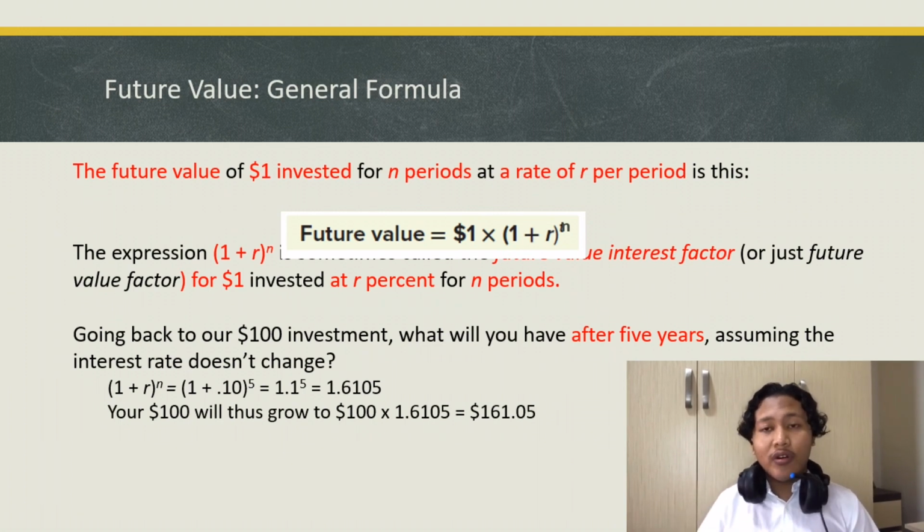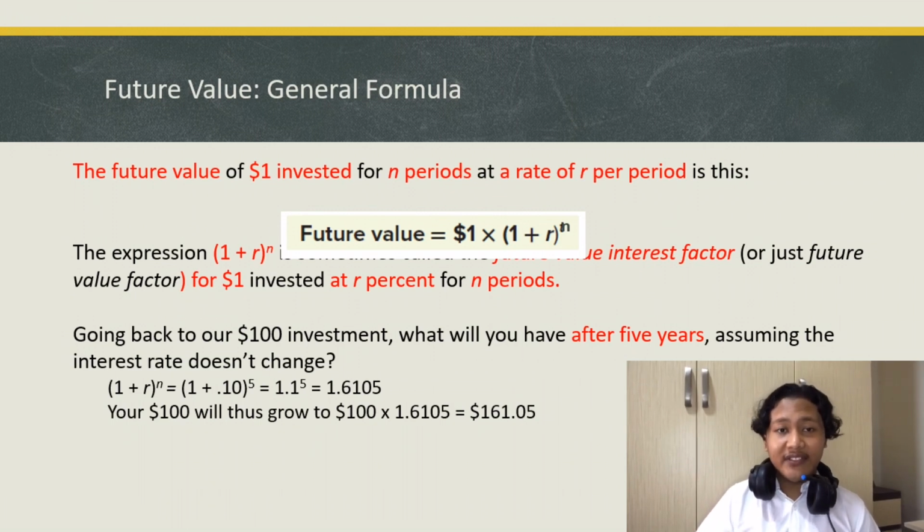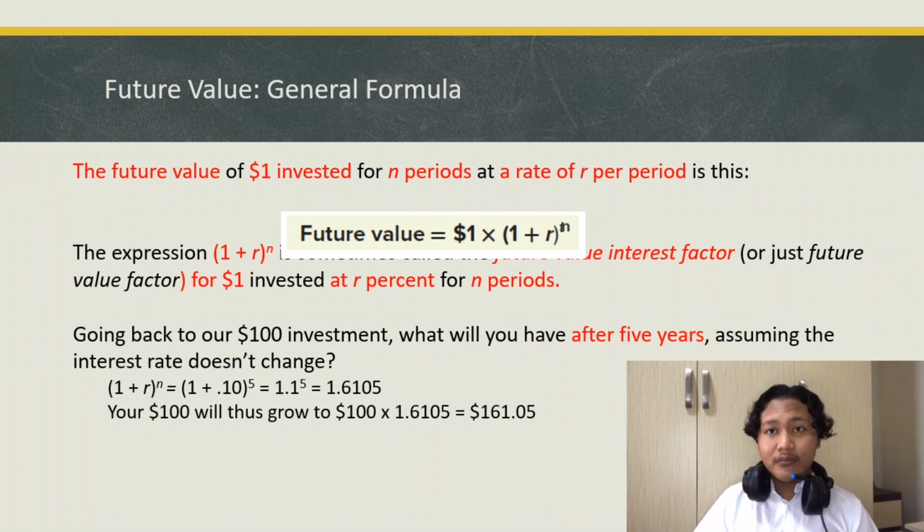Okay, for example, we just use the same problem, going back to our 100 investment. What will you have after 5 years, assuming the interest rate doesn't change? It is the same problem, the same principal, the same interest rate, but a different time period.